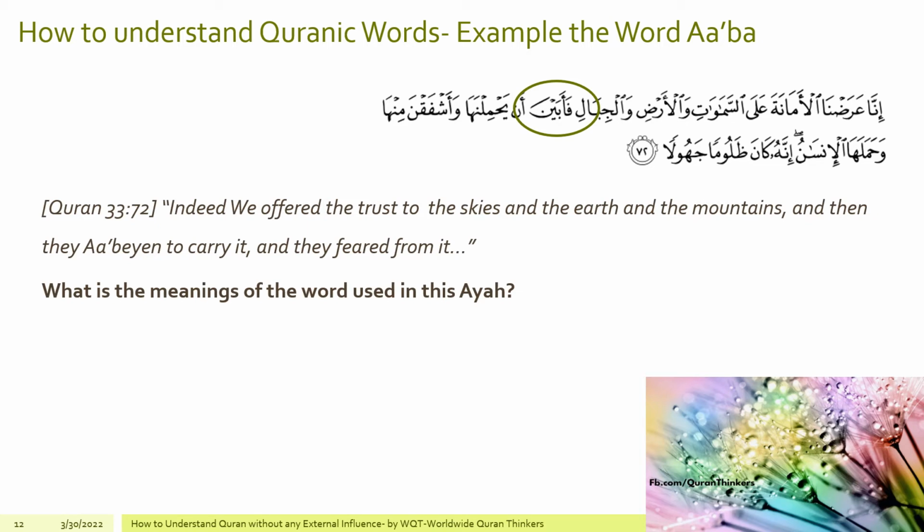Now, if we translate the word as refuse in this ayah, can the skies and the earth and the mountains refuse Allah? Is it even possible that anything or anyone on the earth or the skies can refuse God Almighty? It seems that the word is not used here in the meaning of refusal or rejection by the earth, the skies, and the mountains, but in the meaning of the inability to carry the task. In the inability, like they could not do it, they were unable to do it.